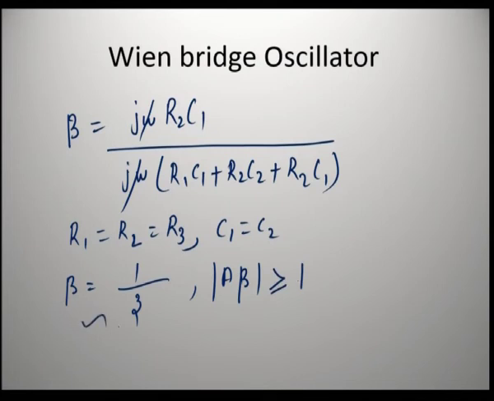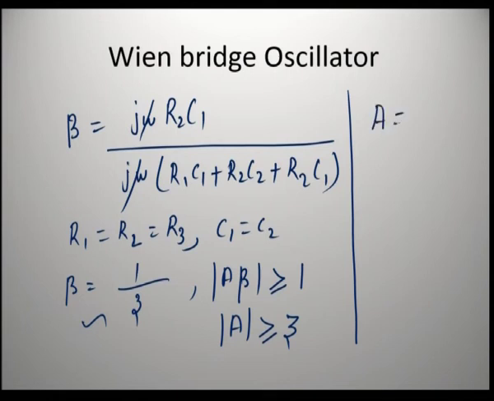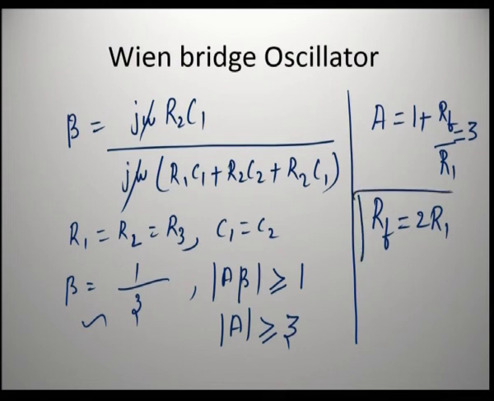If this beta is equal to 1 by 3, what is the value of A? The value of A must be greater than or equal to 3, and from the Wien bridge oscillator circuit we know that A is equal to 1 plus Rf by R1 because we have used positive feedback. So, A is equal to 1 plus Rf by R1, and this is equal to 3. So, Rf is equal to 2R1. This is the value of the resistance we have to follow for designing the Wien bridge oscillator.